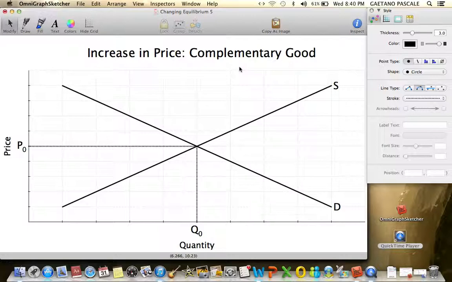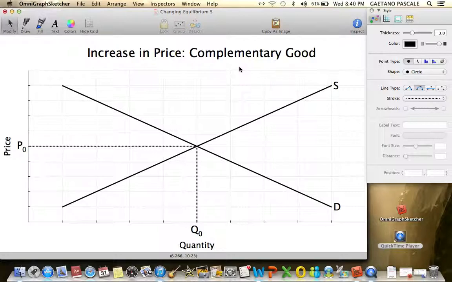All right? So, for example, if the price of gasoline were to go up dramatically, let's say $10 a gallon, that would impact the demand for cars. So that's what I mean by related goods. I'm changing the price of one good and seeing how it impacts the demand for another good.